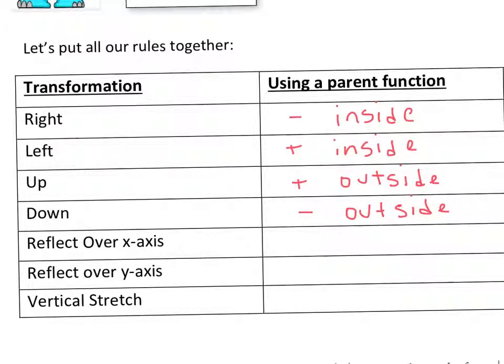Then we look at our reflections. To reflect over the x-axis, we have a negative on the outside. And to reflect over the y-axis, we need a negative on the inside attached to the x. Now our new part here is our vertical stretch. And that is going to be the number that we are multiplying by out front.